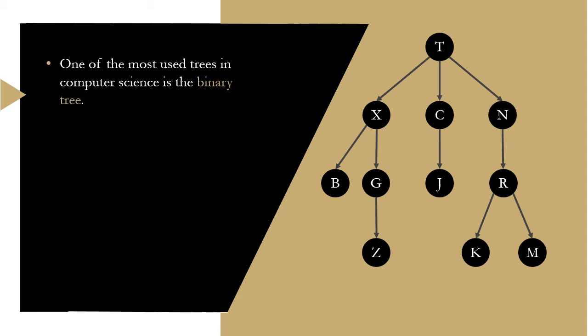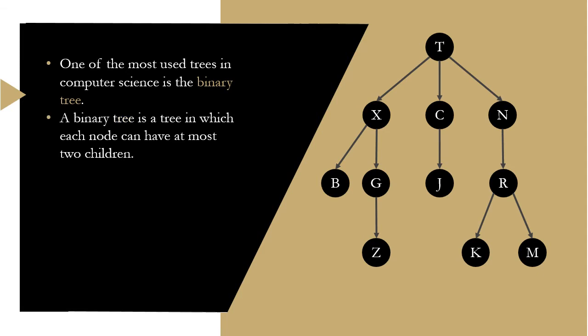One of the most used trees in computer science is the binary tree. A binary tree is a tree in which each node can have at most two children. So a node can have 0 children, a node can have one child, a node can have two children, but not more than two.